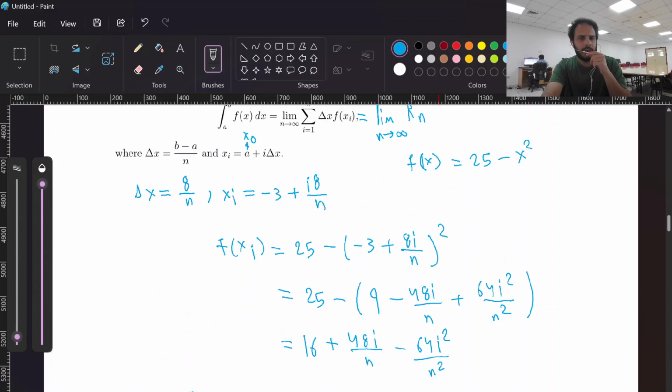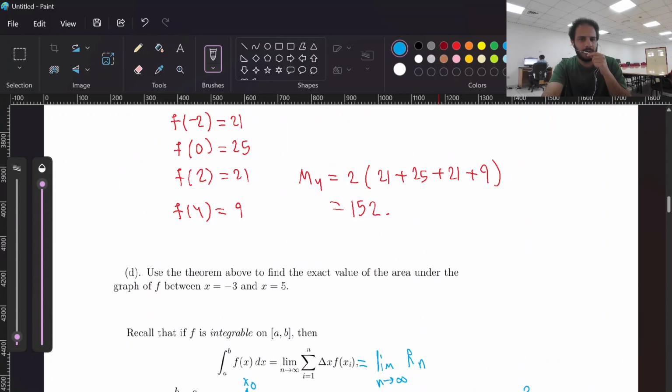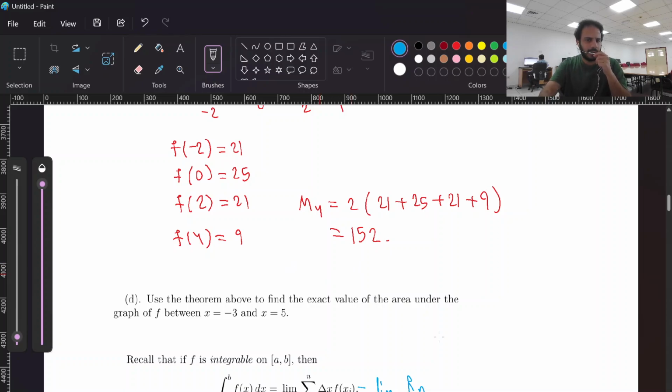Now I want to ask you something before taking the limit as n goes to infinity. We got L4, before L4, we got R4. I will write them in order. R4 equals 128. We got M4 equals 152. It's written here. We got L4 equals 160. What do you think? Which approximation is better? What's your guess?